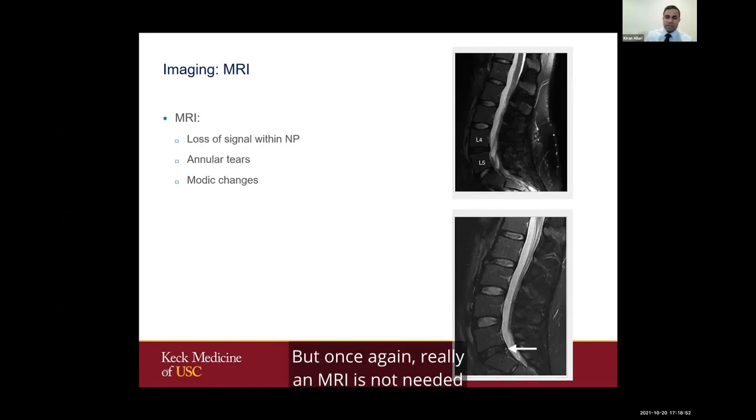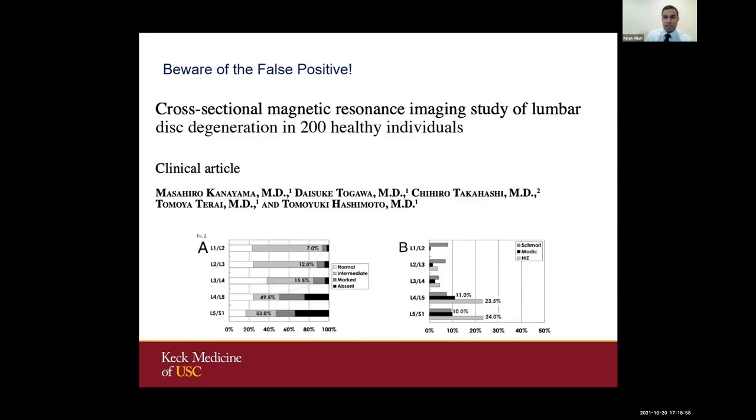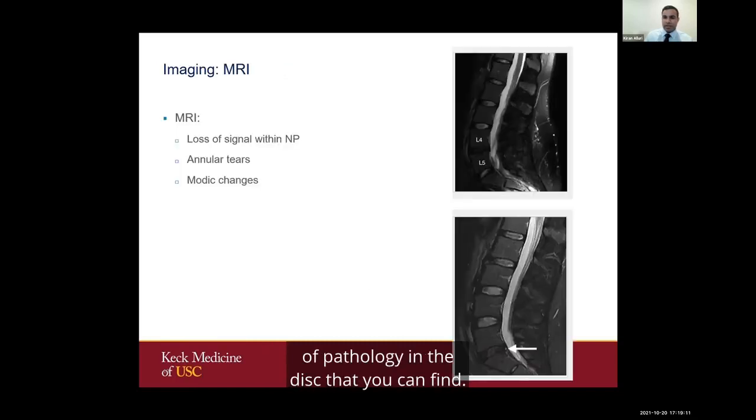But once again, really an MRI is not needed in a patient with just degenerative disc disease and the absence of neurologic sequelae. And not to belabor the point, I know I've mentioned this two or three times already, but if you get an MRI in someone who's above the age of, say, 50, over half these patients are going to have some sort of pathology in the disc that you can find.